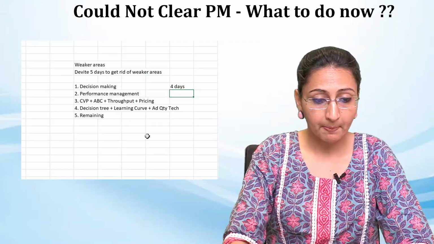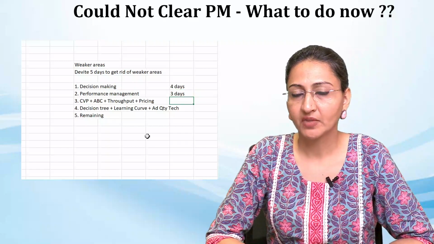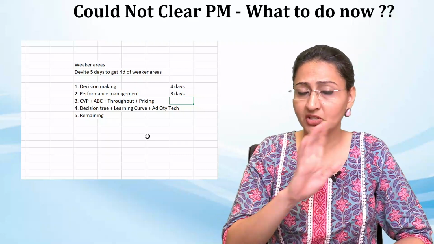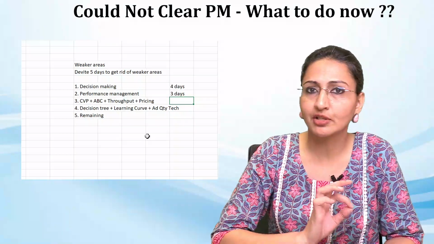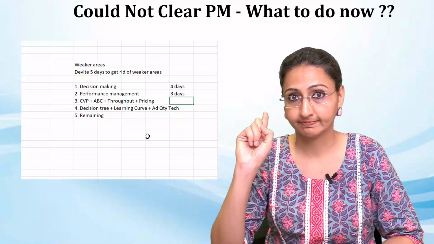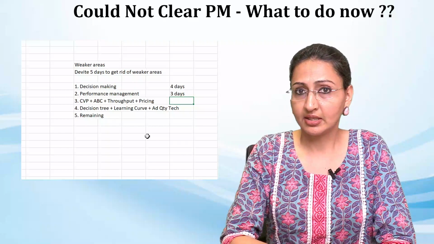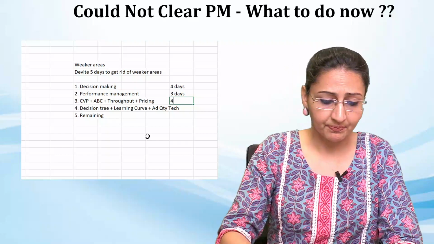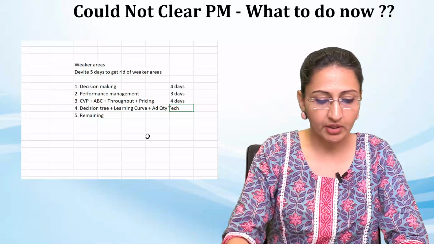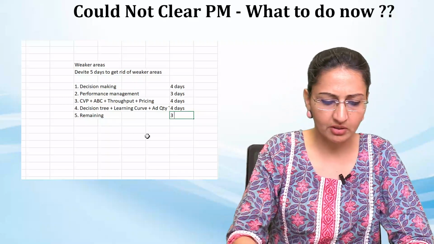Now for performance measurement or management, please do not give more than 3 days. Enough of 7-8 questions you need to practice. You should be through with this. Especially transfer pricing is something which majority students do not understand. You need to give one dedicated day for transfer pricing only. So that has to be dealt with very proper care. CVP, ABC, throughput, pricing, you can give 4 total days to it. Then decision tree, learning curve, advanced quantitative techniques, again 4 days for this. And remaining portions you can give 3 days.